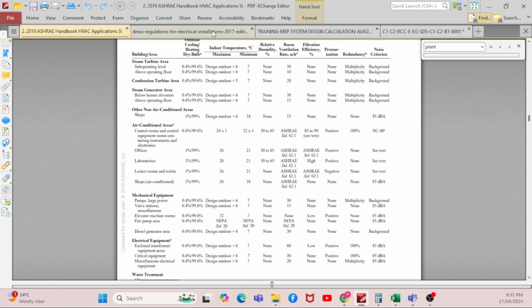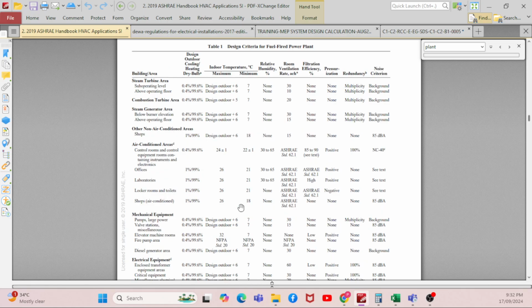If you go as per local regulation, it is 48 degrees Celsius. But as per ASHRAE, you can go to the Fundamentals, the Meteo weather software data, and then you can take the weather data. But we have to follow the local regulation, which is 48 degrees Celsius, right?